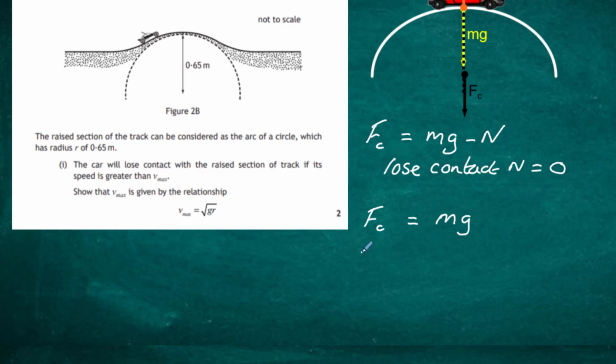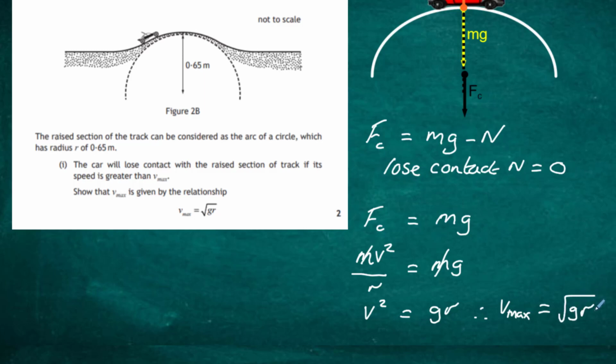So we know that Fc equals m v squared, and it's a maximum speed, we'll leave that out for the moment, divided by r, and that equals mg. So to find this maximum speed, we can see that the two m's cancel, and v squared becomes equal to g times r if we cross multiply. And therefore, this maximum speed, which we will write as vmax, will be equal to the square root of g times r.